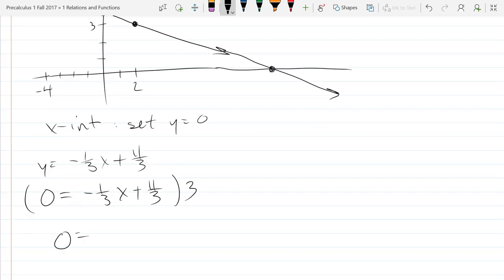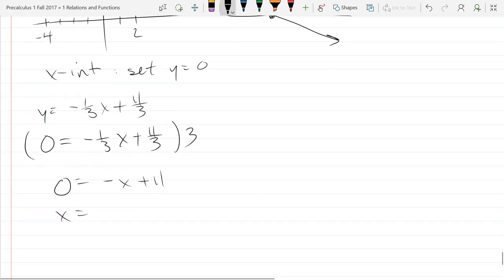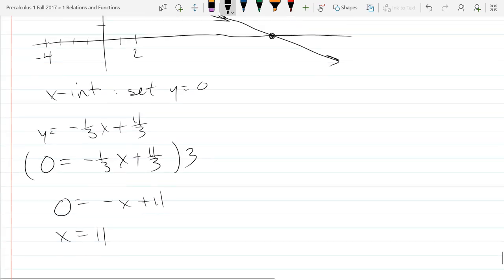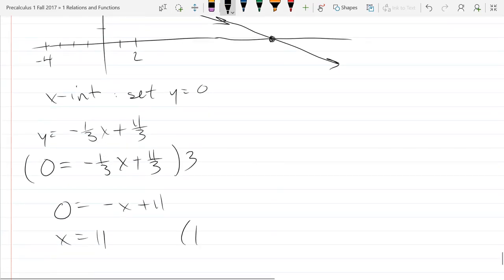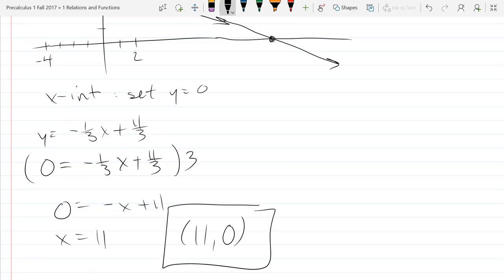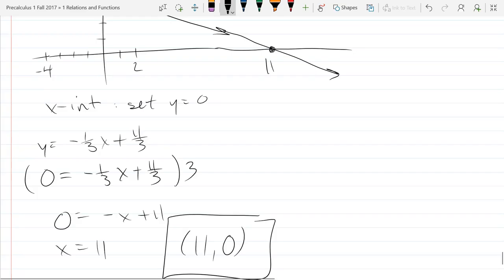So 0 times 3 is 0. And add x to the other side, and we get x equals 11. So that is the x value of our x-intercept, and I can label right there, that's now 11.